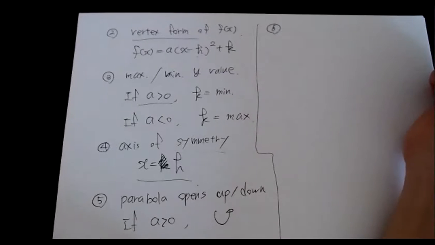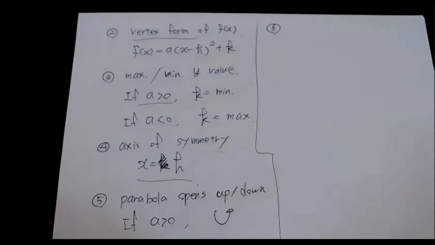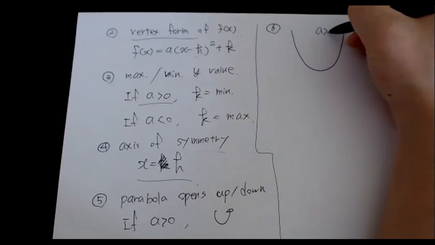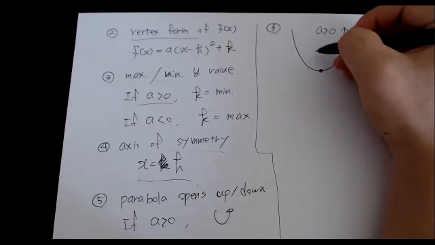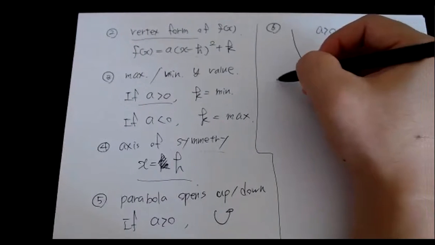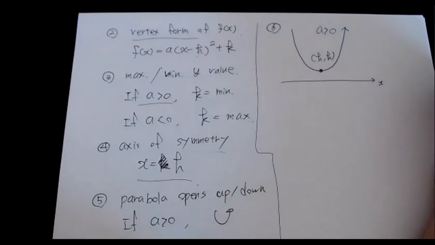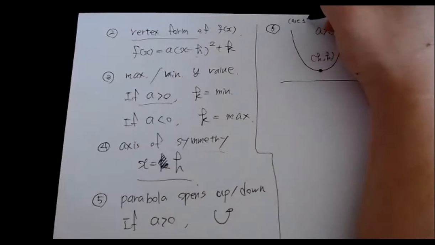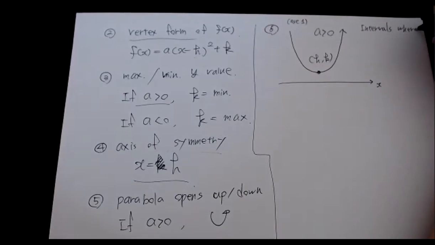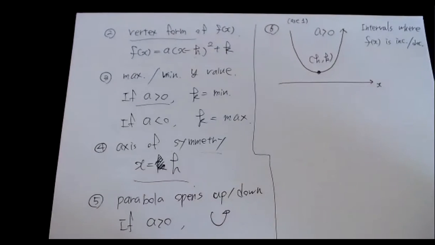The next one is increasing and decreasing. We want to figure out the intervals where the quadratic function is increasing or decreasing. In this case, the parabola opens up, so a is greater than 0. Here is the vertex point h comma k, and let's say this is the x-axis. This is case 1. We want to figure out the interval where the quadratic function is increasing or decreasing.